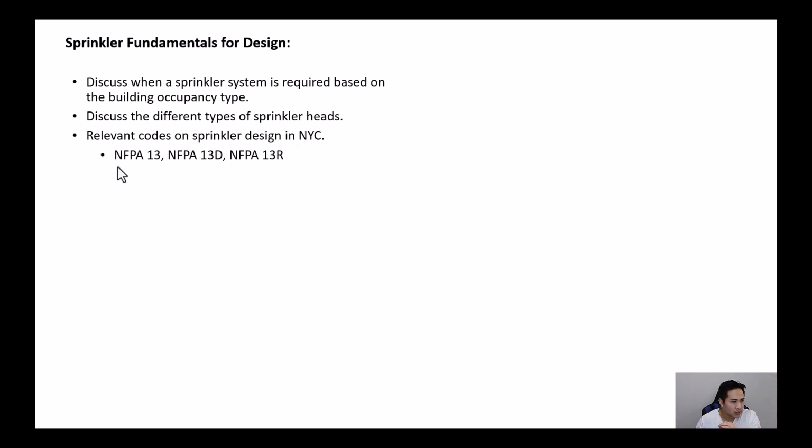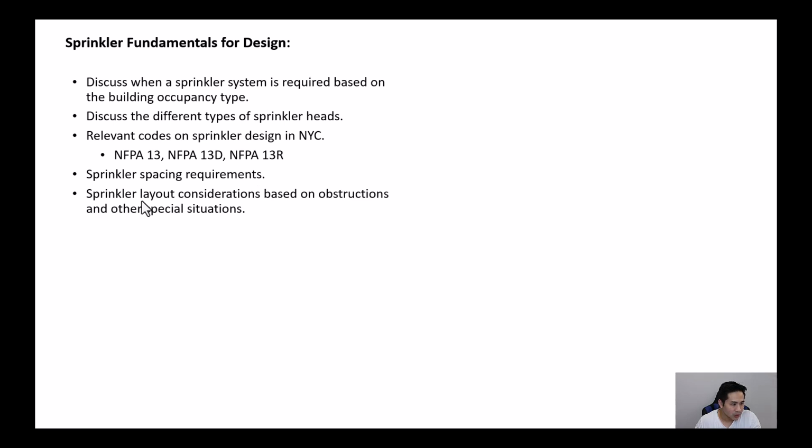Codes that deal with sprinklers are in NFPA 13, which stands for National Fire Protection Association; NFPA 13D, which are the sprinkler codes for one- and two-family units; and NFPA 13R, which are for residential units that are three units and up, based on certain other things such as the floor height of these occupancy types, which I'll cover later in this video. Then we'll talk about sprinkler spacing requirements, and sprinkler layout considerations based on obstructions and other special situations.